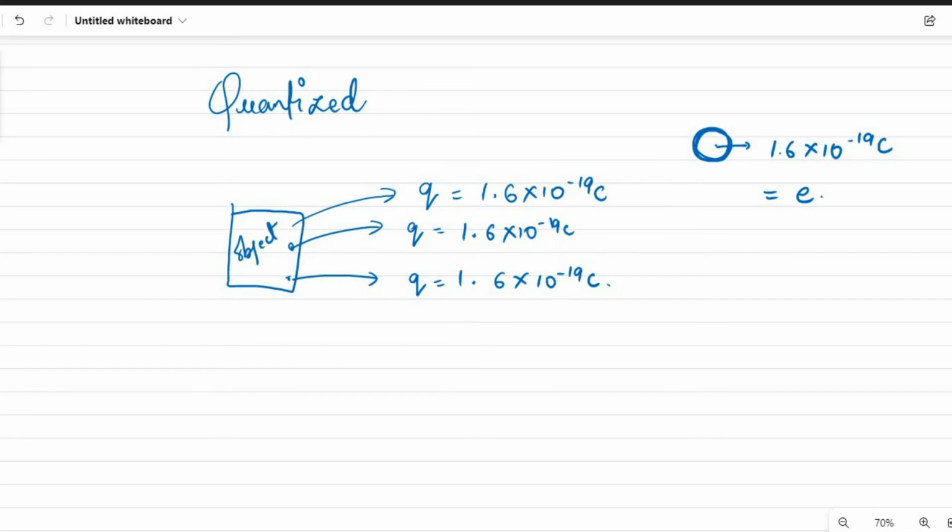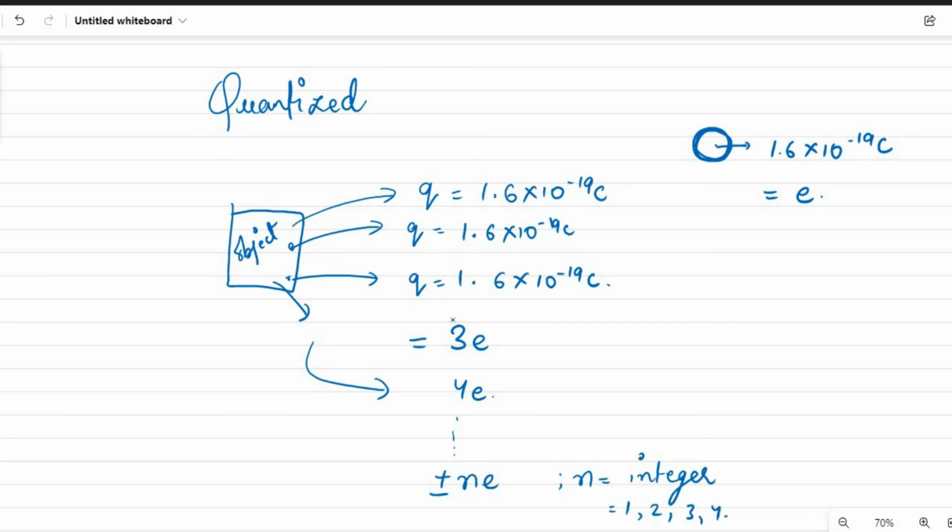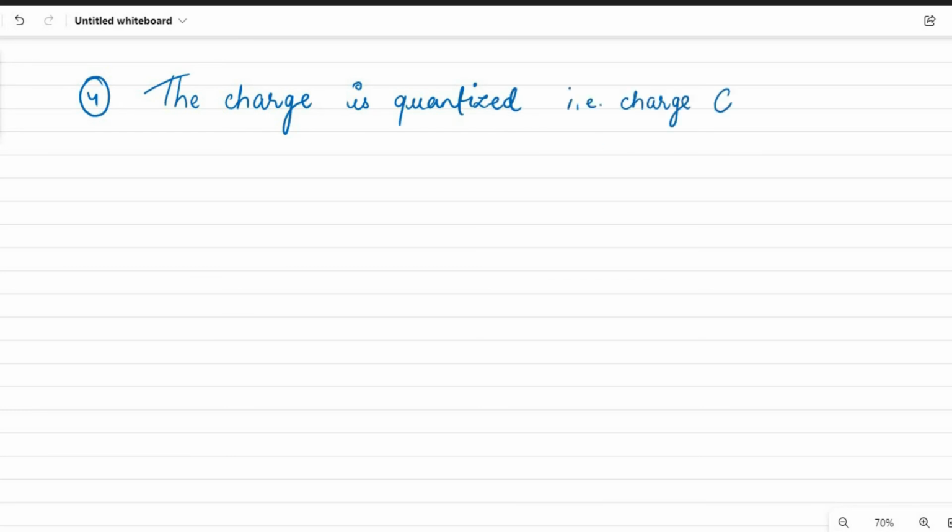Here I have brought the minimum possible charge out of this box 3 times, so we can say that I have brought 3e charge out of this box. If I bring out one more time, this will become 4e, and so on and on. So I can say that the charge carried by a body is equals to plus minus ne, where n is any integer, say 1, 2, 3, 4, on and on. Let's write my fourth point. The charge is quantized. That is, charge carried by a charged body is equals to plus minus ne, where n is an integer.